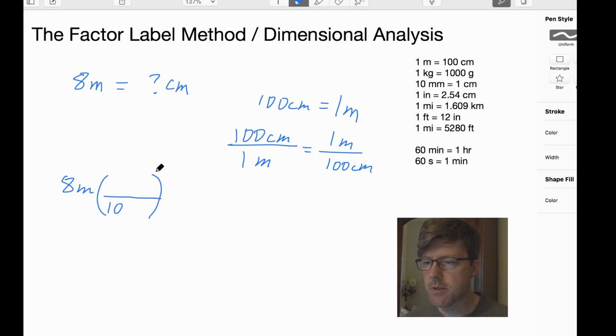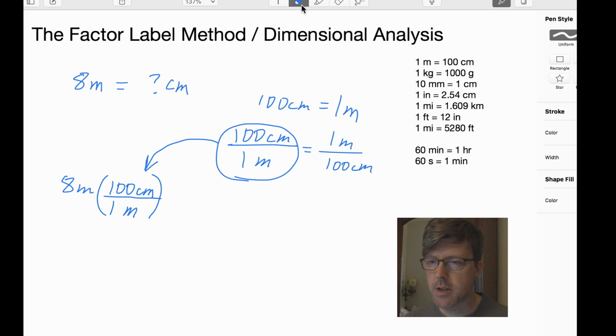I want to choose not that fraction, but I want to do the one with the meters on the bottom. So I'm going to put this one in here. So this is the one I want. And I'm going to put 1 meter down there, and I'm going to put 100 centimeters on the top. And so now what I can do is cancel out the meters down there, because that's a factor just like anything else.